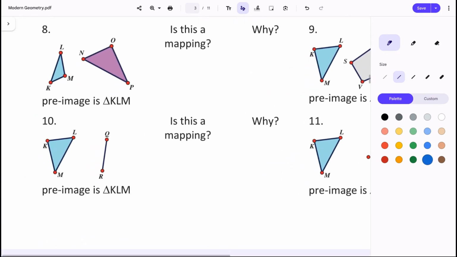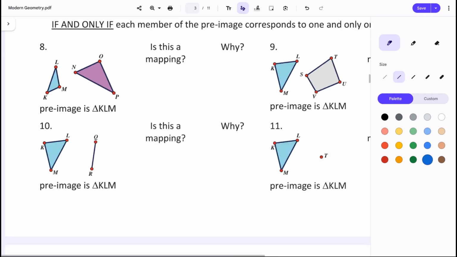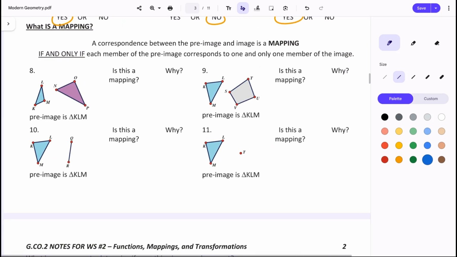So down here, we have 2 pictures. And they're telling us that for all of them, really, so for 8, 9, 10, and 11, they're all saying that the pre-image is that triangle KLM. So that's not changing. They are just changing the picture of KLM a little bit from 8 to the rest. But that first triangle, the one that's kind of blue, that's your original shape. Now, the second shape that they give you, that's the image. So that would be our output.